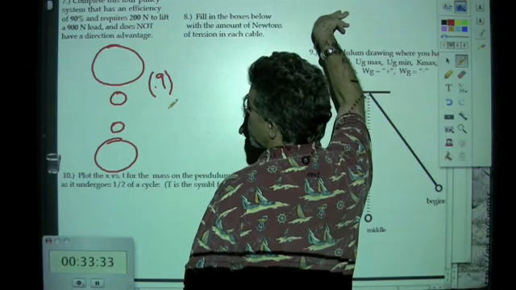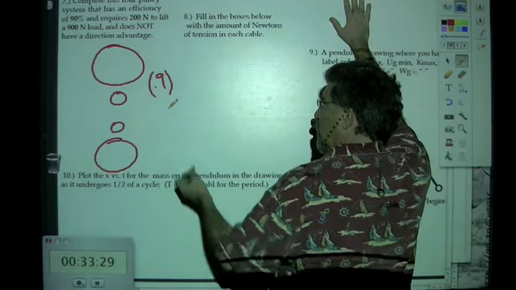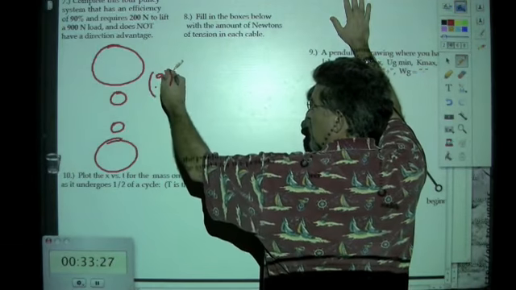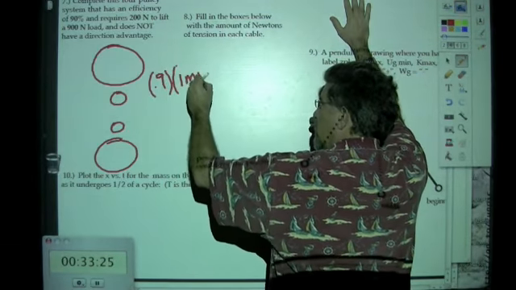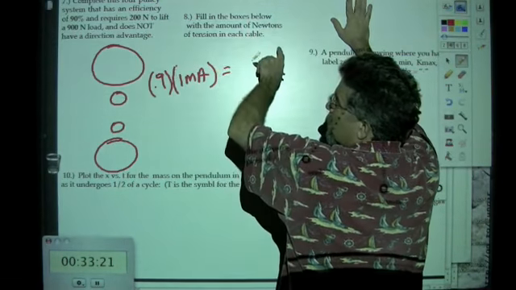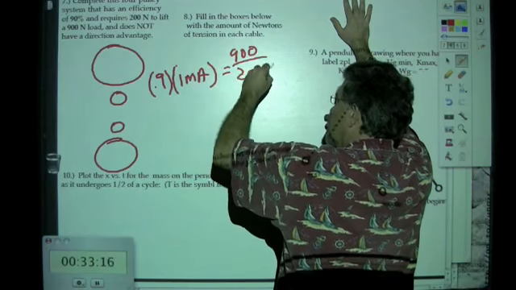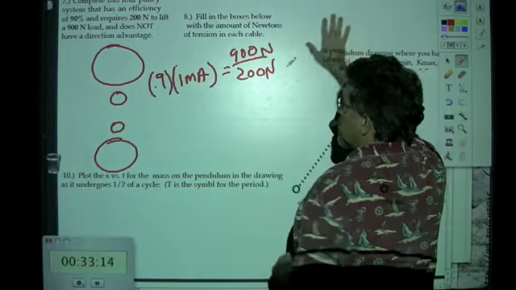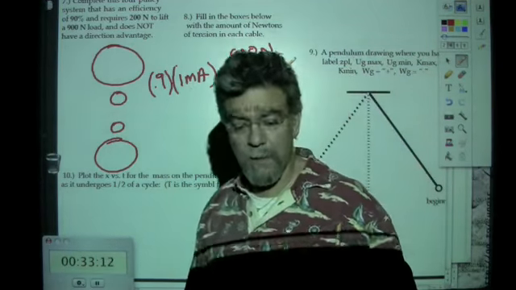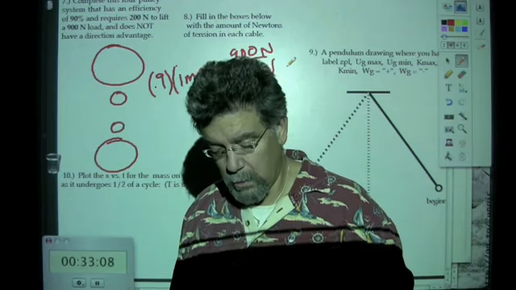and requires 200 newtons. So it requires 200 newtons to lift a 900 newton load. Well, what we're trying to find is IMA. So 0.9 times IMA is going to equal my AMA, which is load over effort, 900 over 200. And when you punch that in, you find out your IMA is going to be, I didn't show it.